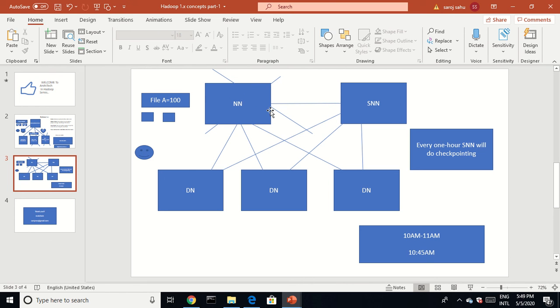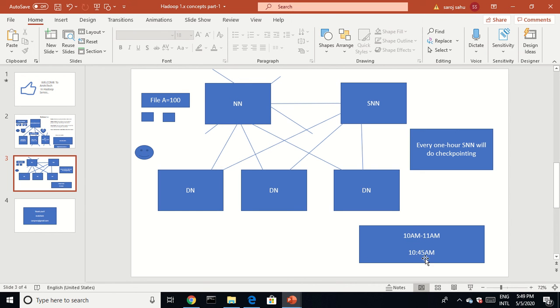Up to 10:45 the name node has collected the data, meaning all the operations, read, write, and metadata updates happened up to 10:45. But the data is with the name node, while the secondary name node tries to do the checkpoint at 11 a.m. and is unable to contact the name node. So I can lose the data up to 10:45 a.m. How much?